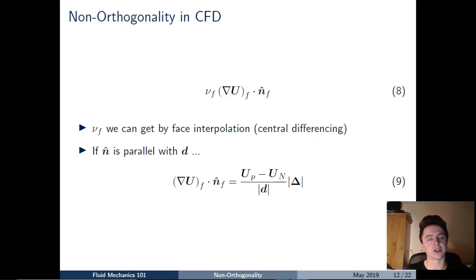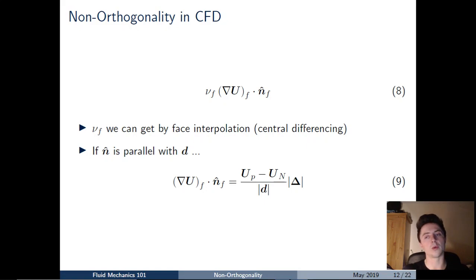If we look at the terms individually, the kinematic viscosity, nu f, on the cell face, we can get that term directly using some form of face interpolation scheme, such as central differencing or upwind differencing. If you'd like a reminder of how we do general face interpolation schemes, I'd advise you to go back and have a look at my previous video on upwind differencing and central differencing for the convection term, and you should quickly be able to see how we get the value of the kinematic viscosity on the face.